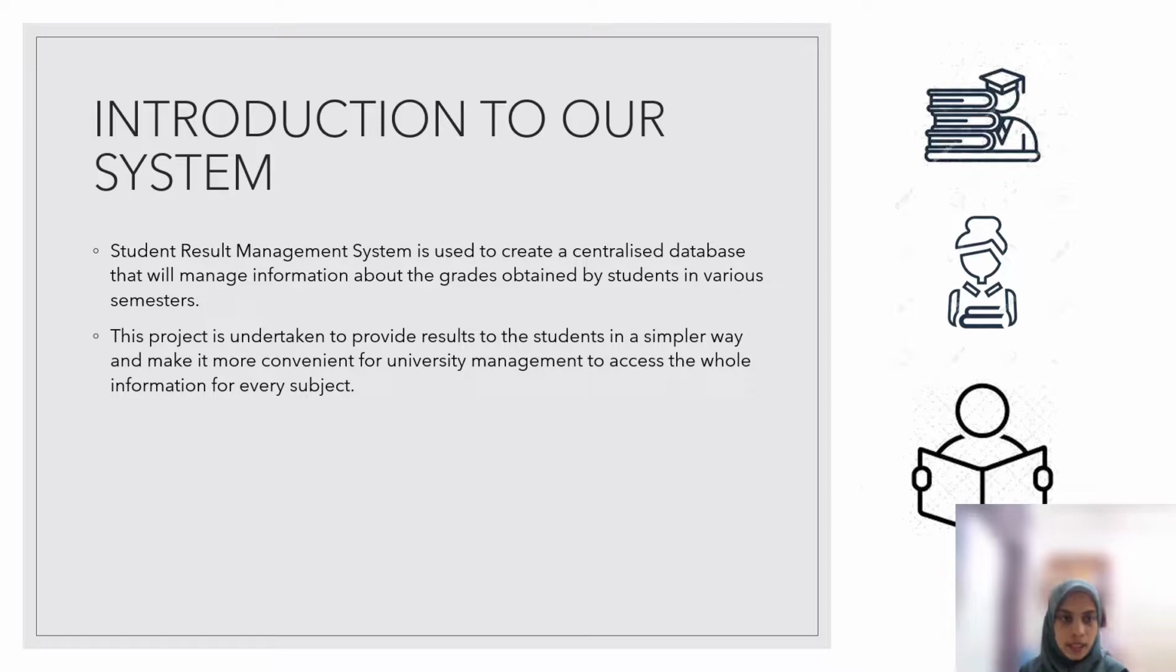Introduction to our system. Student Result Management System is used to create the centralized database that will manage information about the grades obtained by students in various semesters. This project is undertaken to provide results to the students in a simple way and make it more convenient for university management to access the whole information for every subject.